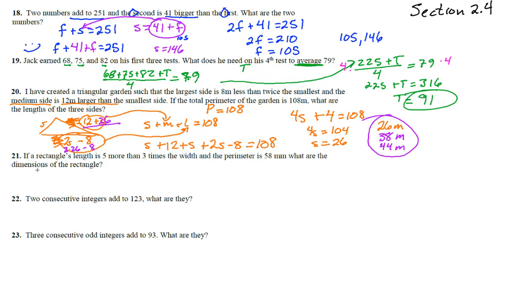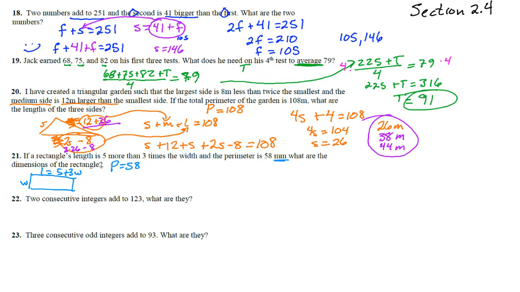If a rectangle, okay, so let's draw a rectangle. First of all, we got a shape going on here. That's not a very good rectangle, but there we go. Here's the width, and it says the length is 5 more than 3 times the width. And it says the entire perimeter is 58. What are the dimensions? Now this is in millimeters, so let's not forget that.